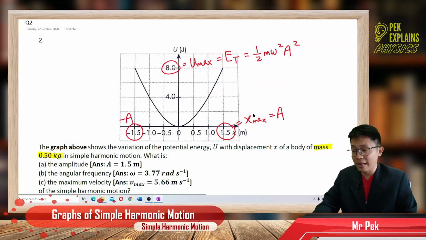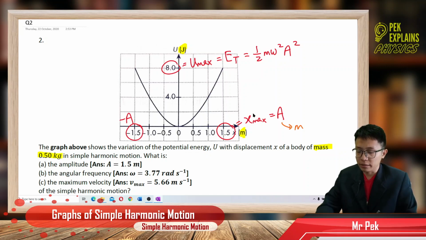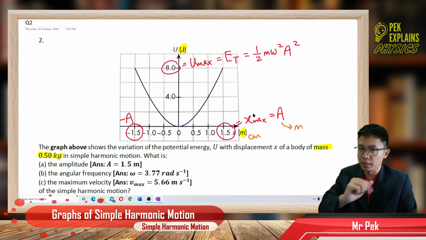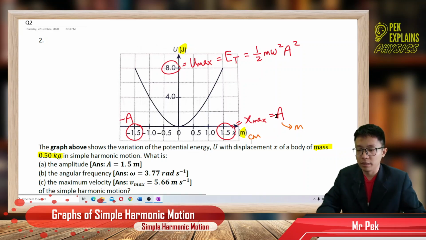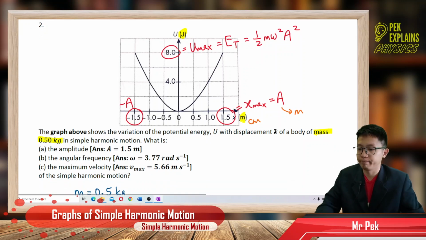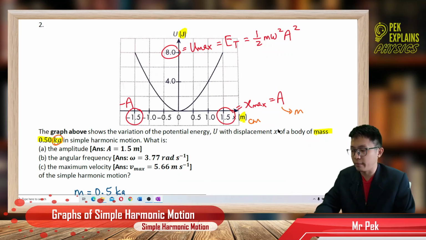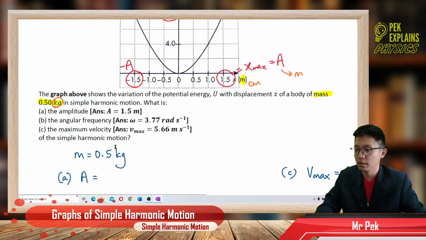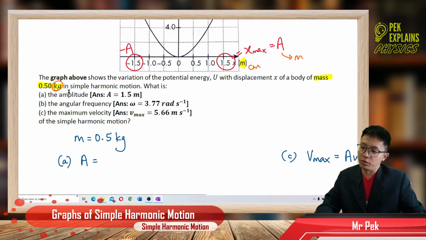Okay, and another thing you must take note of is the unit. This is joule, so no need to convert. It's already in SI unit, and this is in meter. This is very important. This meter means the amplitude is in meter. Sometimes it can be cm, it can be mm. Who knows? They might give other units. So be careful with the unit. This one is in meter, so the amplitude is in meter. The mass is in kilogram, the SI unit, no need to change.